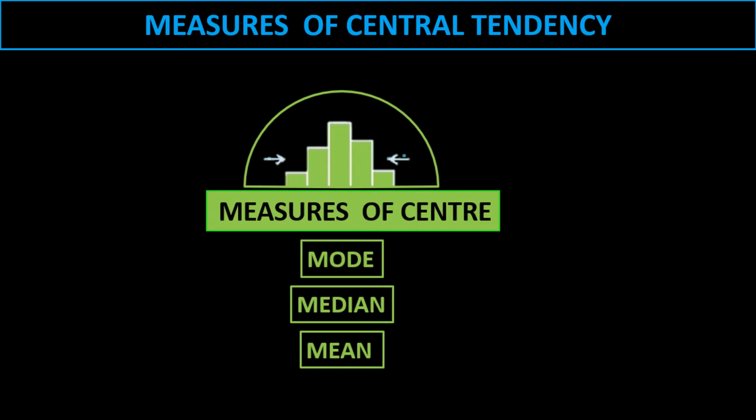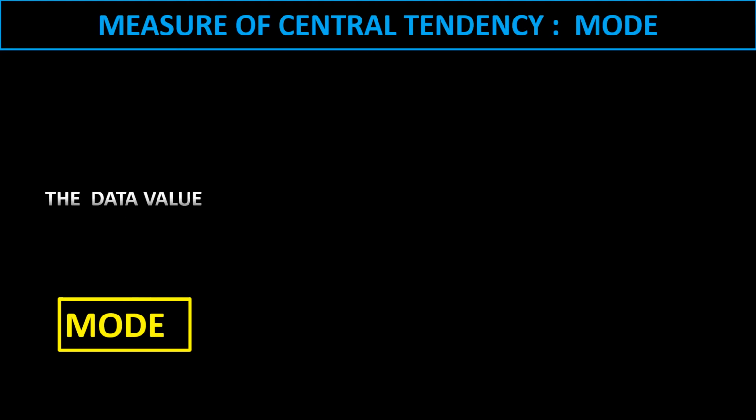Let's start off with the measures of center: mode, median, and mean. We're going to do each one individually. So let's start with the mode. What is the mode? That's the data value that is most frequently observed. It can also be data values; it doesn't have to be a single number.